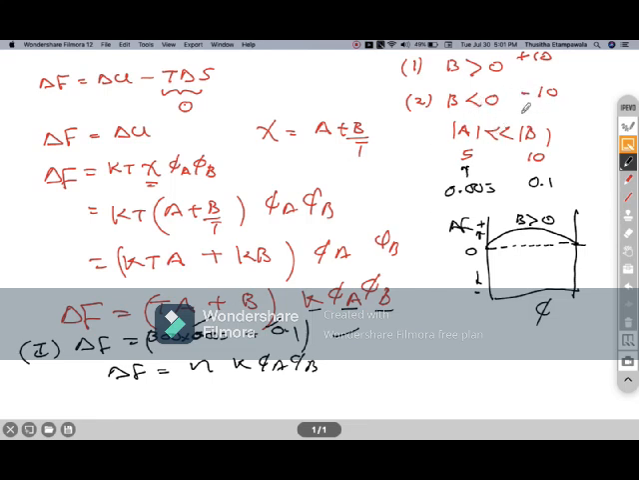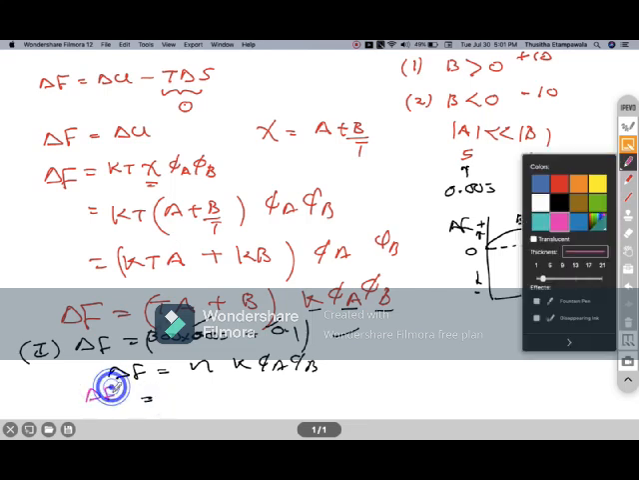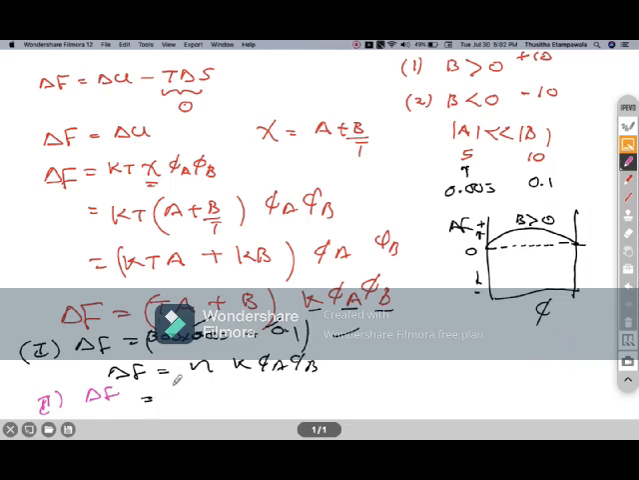In that one, B is a negative number. Here, let's say this is delta F. So delta F equals 300 times 0.005, the same as before because we are not changing A. But B is now a negative number, let's say negative 0.1. Then you have this term K phi A phi B. Now you can see that this number is smaller than that one, so delta F will be negative regardless of the volume fraction. It's always negative, so we have to draw it like this. So that is B less than 0. When B is greater than 0, delta F is positive regardless of the volume fraction. When B is less than 0, delta F is negative regardless of the volume fraction, and this is 0.